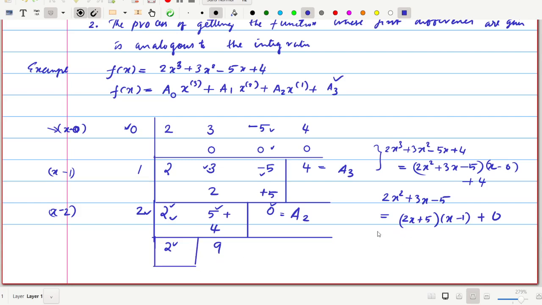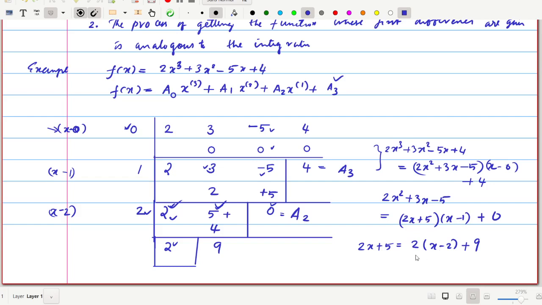What is the meaning of this? You can write 2x plus 5, which comes from these two coefficients, as 2 times (x minus 2) plus this remainder. That is the meaning of this. So this procedure is the same as dividing this polynomial by x first, then dividing the quotient polynomial by x minus 1, then dividing that quotient 2x plus 5 by x minus 2 again.